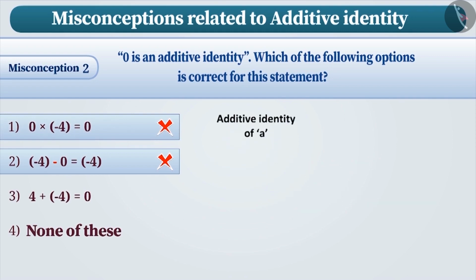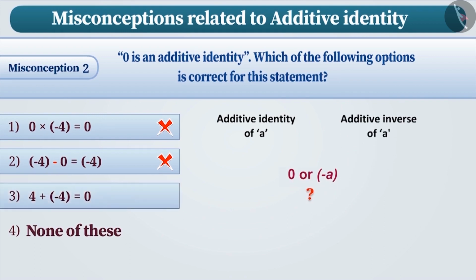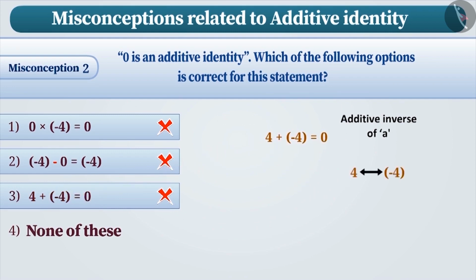Some children get confused between additive identity and additive inverse. Hence, option 3 is considered as additive identity property. This is an incorrect answer. Example in option 3 is suitable for property of additive inverse. This example demonstrates that 4 and minus 4 are additive inverse of each other.